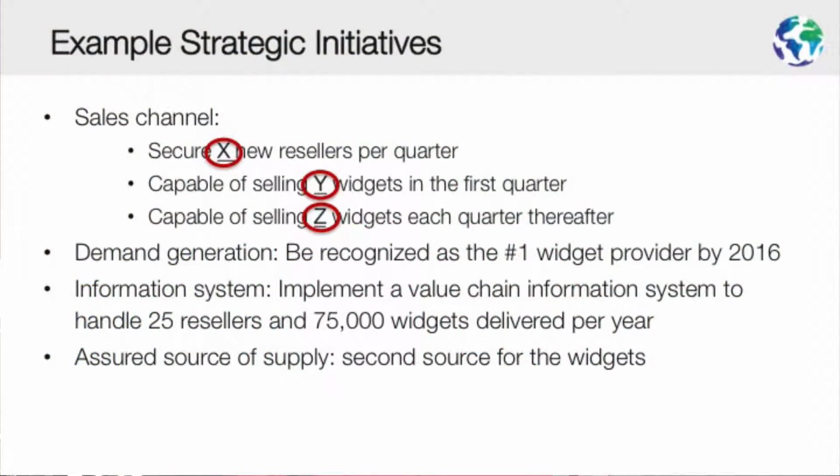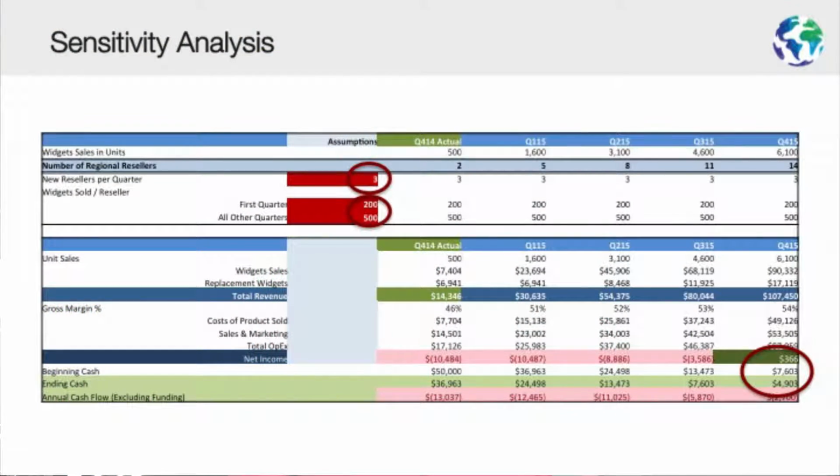Here's an example of a GSBI alumni whose objective was to grow their sales channel. So they wanted to have new resellers, and they wanted the resellers to be able to sell a certain number of their widgets in the first quarter and a certain number in each of the subsequent quarters. Let's take a look at this fictitious example that we derived from a GSBI alumni. Now, what's happening here is a sensitivity analysis: the number of resellers, the number of widgets they can sell in the first quarter, and the number of widgets they would sell in subsequent quarters. And what you see down on the lower right-hand side is the nice rosy scenario.